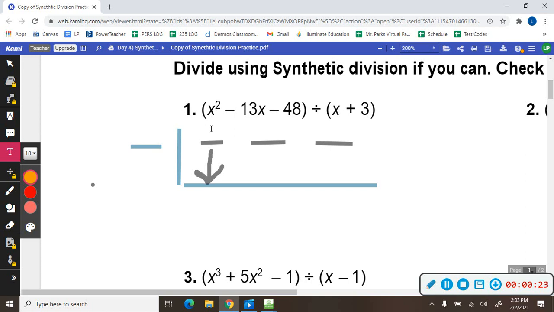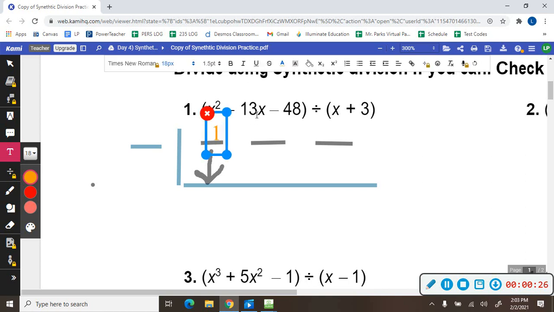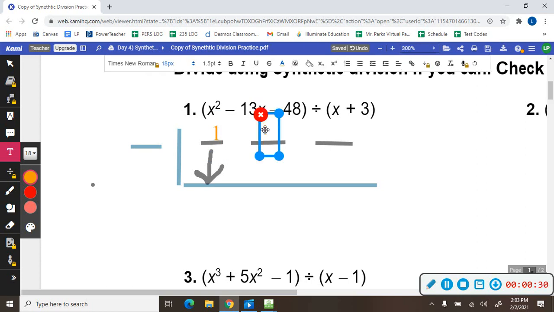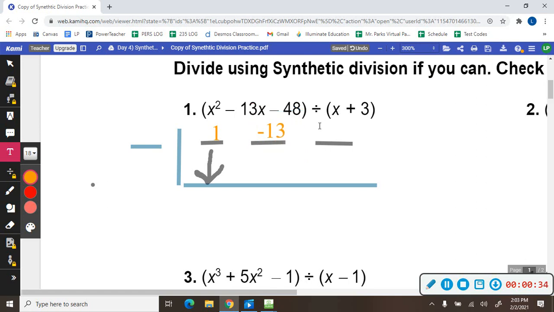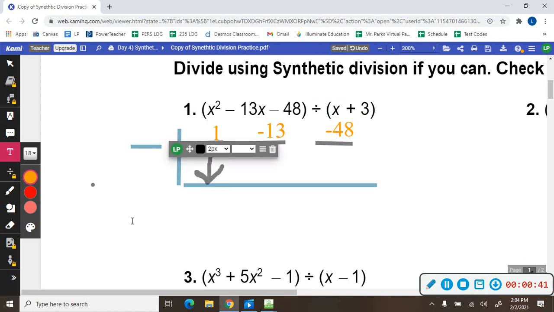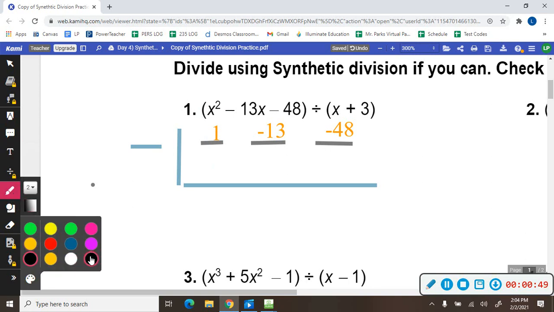For x squared is 1. For negative 13x would be negative 13. And for negative 48 would be negative 48. You then bring down the first term, which is 1.